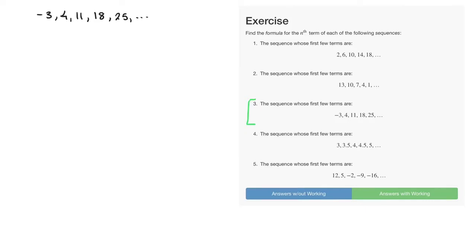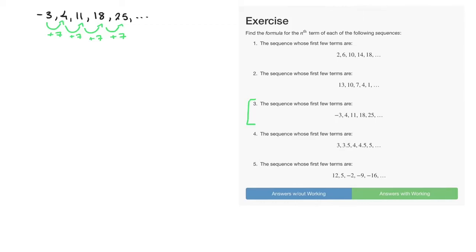So, as always, what we need to start by doing is look into the differences between the consecutive terms of this sequence, going from left to right. So from -3 to 4, that's +7. From 4 to 11, again, we're adding 7. From 11 to 18, we're adding 7 again. And from 18 to 25, again, we're adding 7.